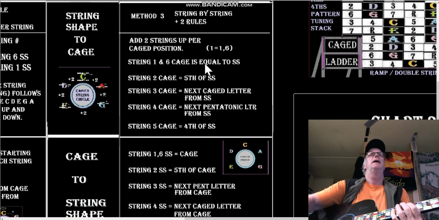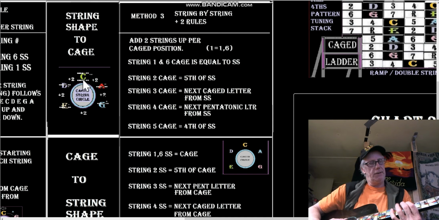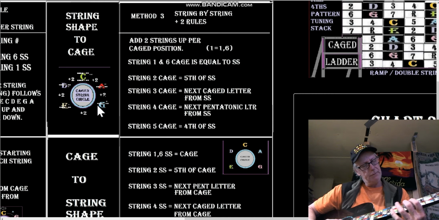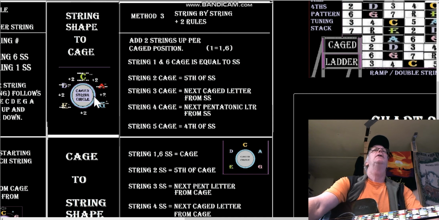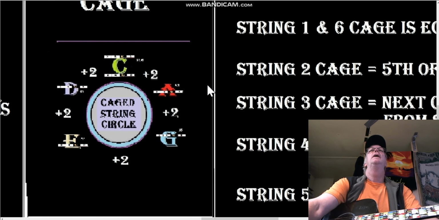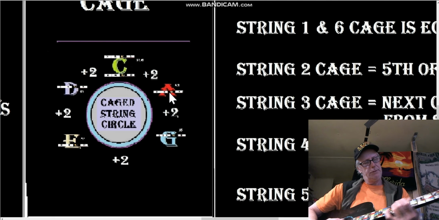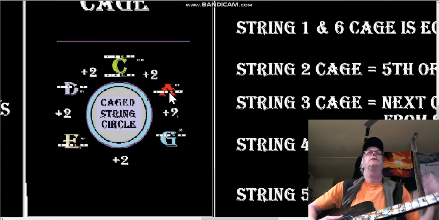It goes A, and then we go around the circle of fifths here. So A would start there, and then we'd go to E on the second string. I think we're looking at the wrong circle here. This is the cage string circle. So from the A string shape, we should be going in fifths here. So the fifth of A is the E string shape.